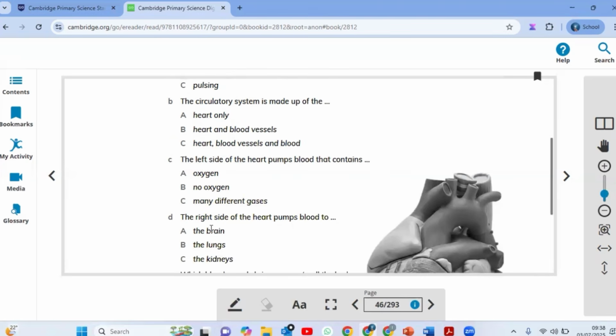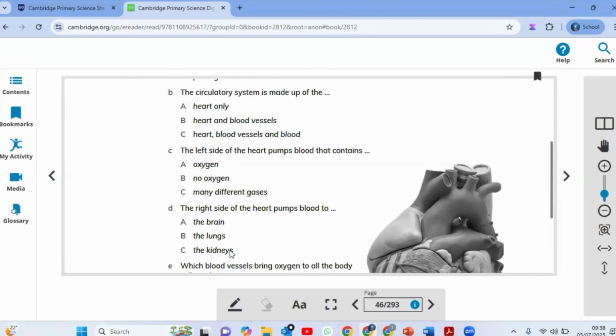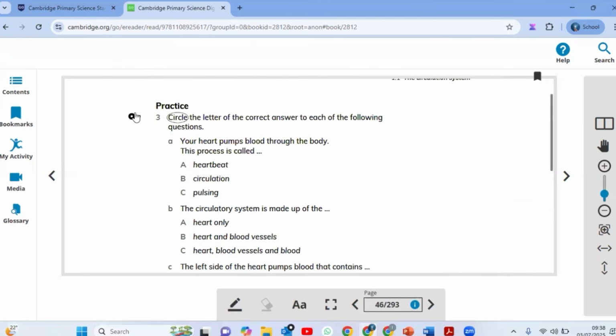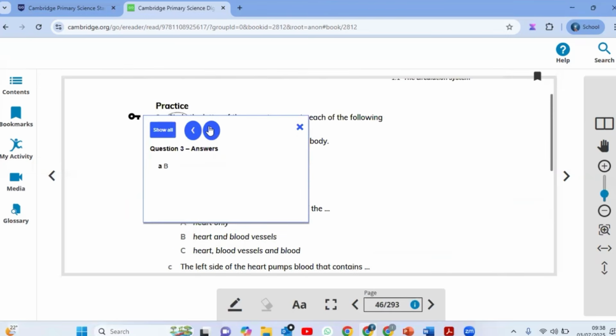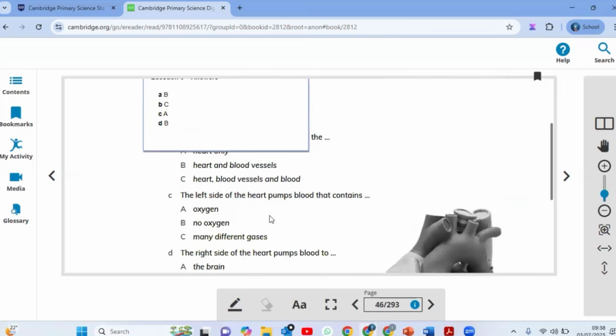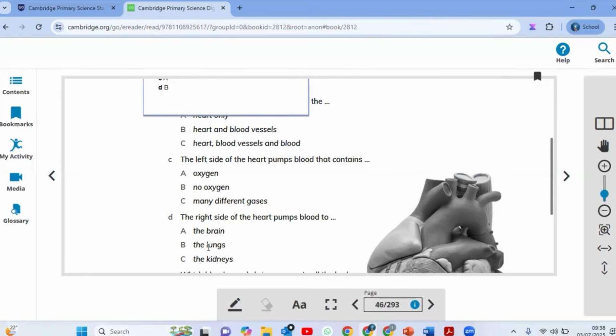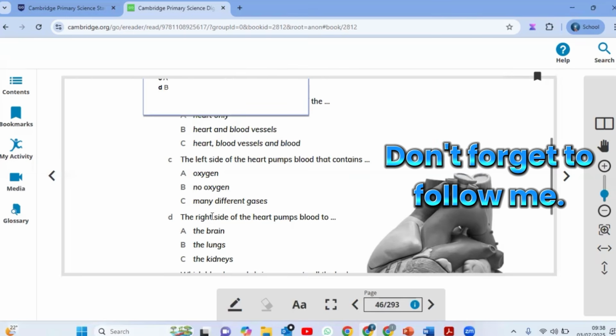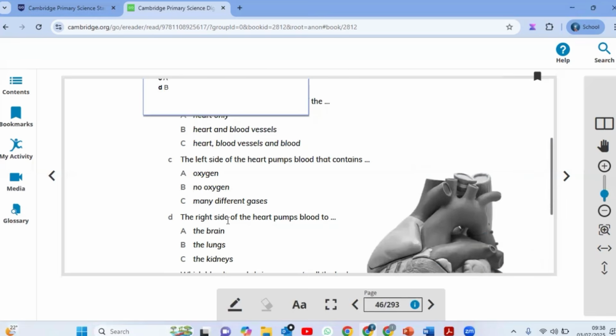The right side of the heart pumps blood to what? To the brain, to the lungs, to the kidney. A, B, C. What do you think? Let's check the answer. It is B, to the lungs. Why? To get oxygen. Because we say the right side contains carbon dioxide, waste that must go out from your body. So the right side of the heart will pump blood to the lungs to pick up oxygen and remove carbon dioxide.